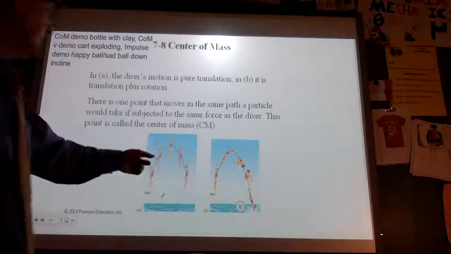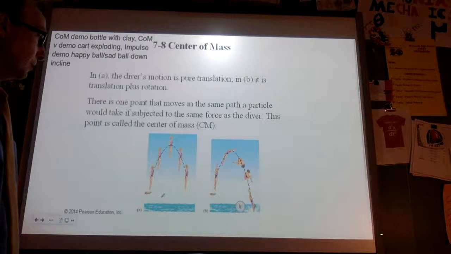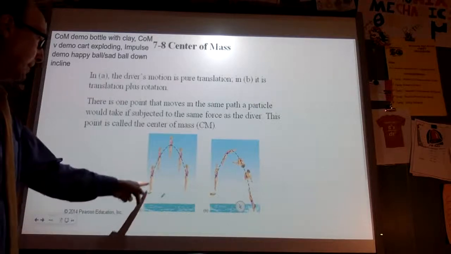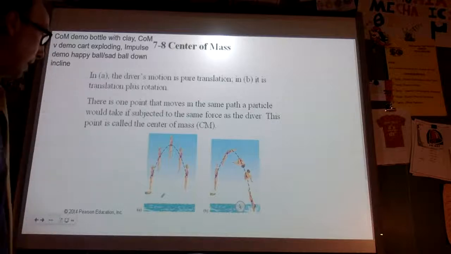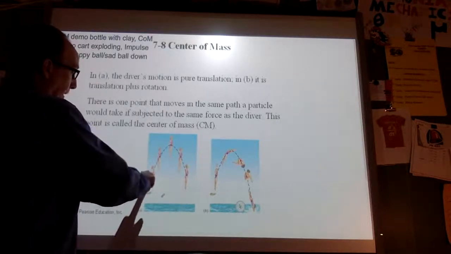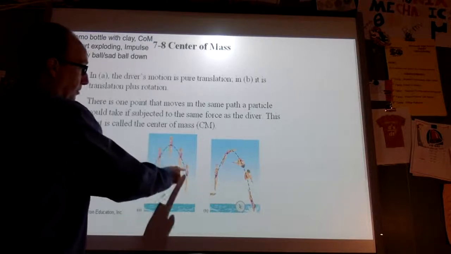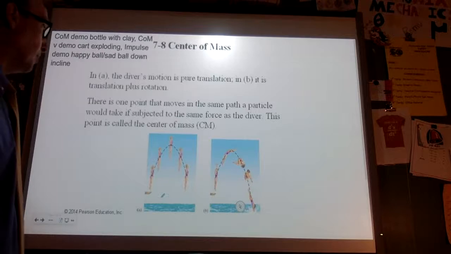So in this picture here, you guys have the notes as well. I'll attach them to Google Classroom. We see a diver that's just jumping up and going down. Any part of her, you would say, is following a parabolic path. Her center of mass is at her hips. So that part is also following a parabolic path.